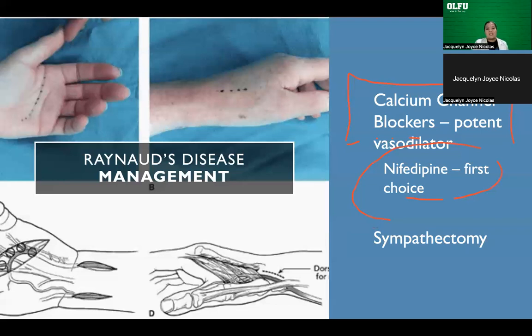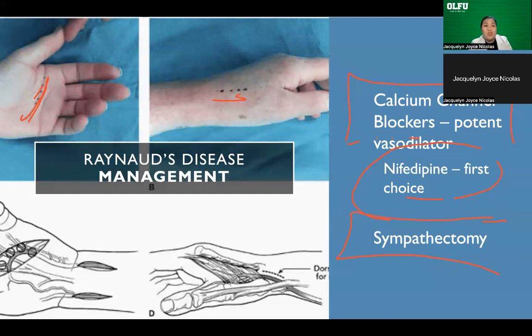Then in worst cases, lalo na kapag paulit-ulit na siya, we actually do sympathectomy. Anong ginagawa dyan? Sympathectomy is a minimally invasive procedure. Okay, so ganyan lang yan. Dito lang sila maghihiwa saka dito. So sobrang mabilis lang siya. Okay, pero ang gagawin niyan, i-cauterize kasi yung sympathetic nerve.